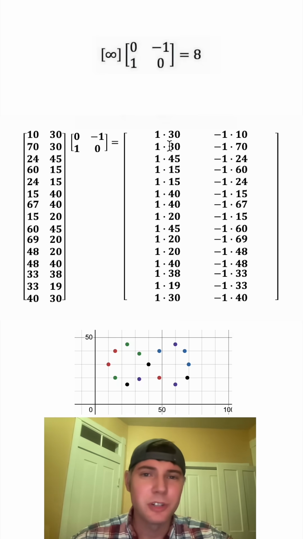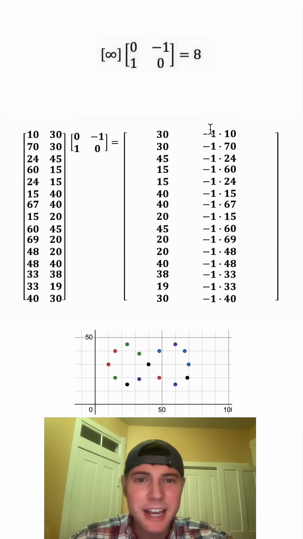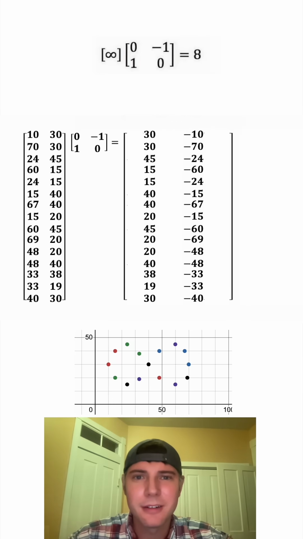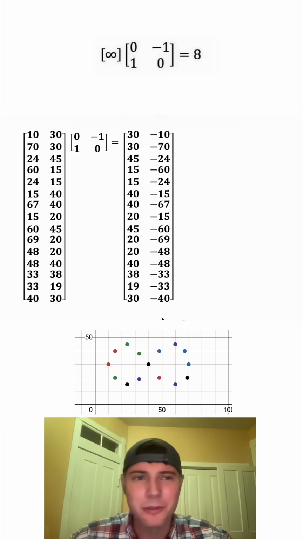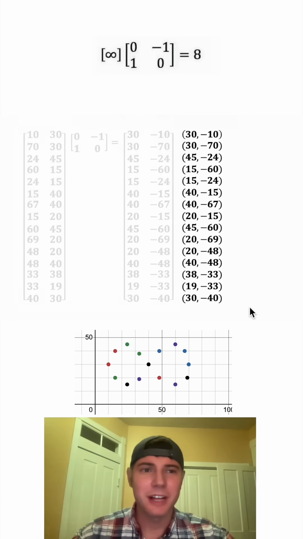So this 1 times 30, the 1 isn't doing anything. And same thing for all of these ones. Next, -1 times 10, well, that's just going to be -10. And same thing for all of these, it's just going to be the negative of the number. Now we have a new matrix that occurred after we multiplied these. And let's change all of these rows into points, and let's plot the points.